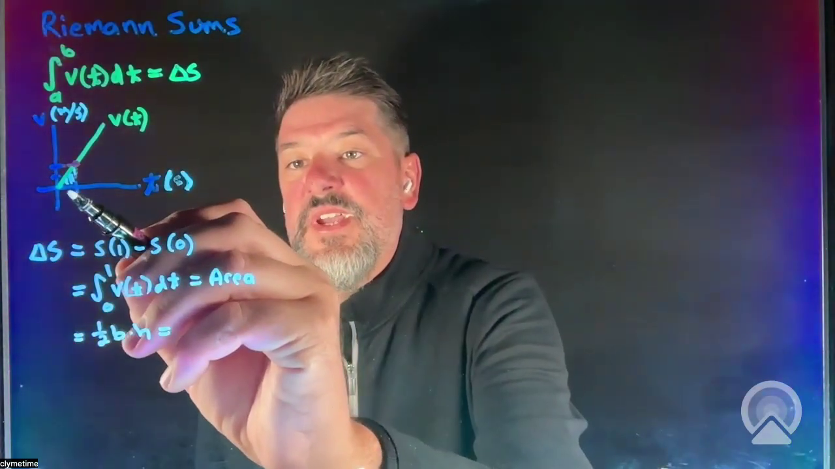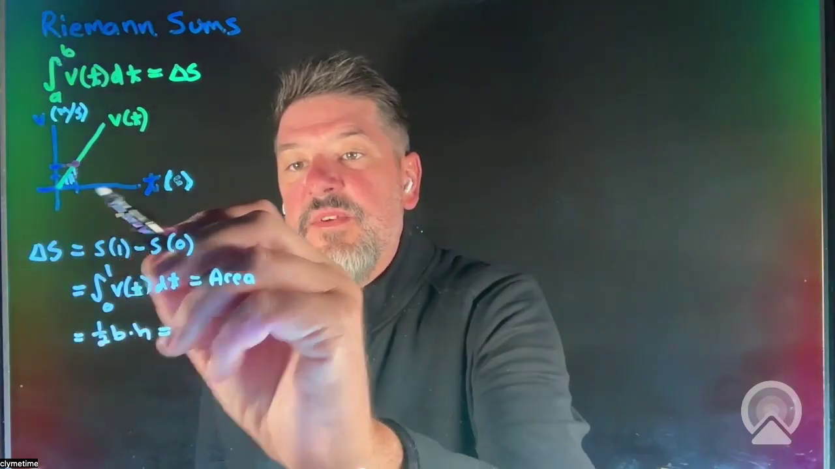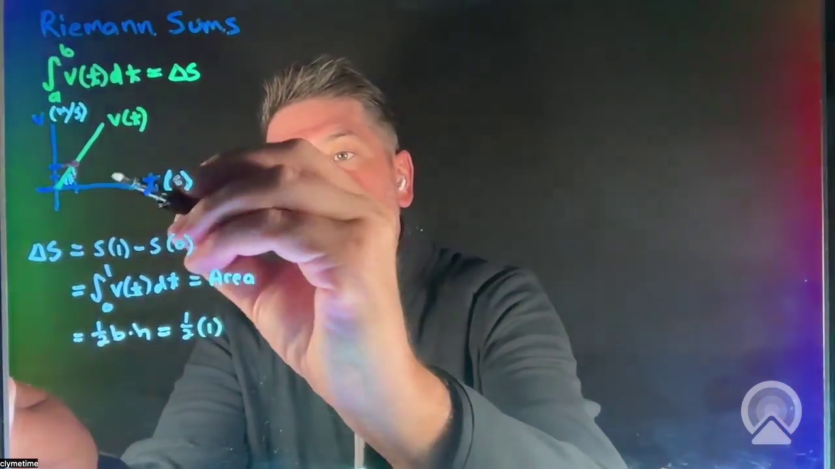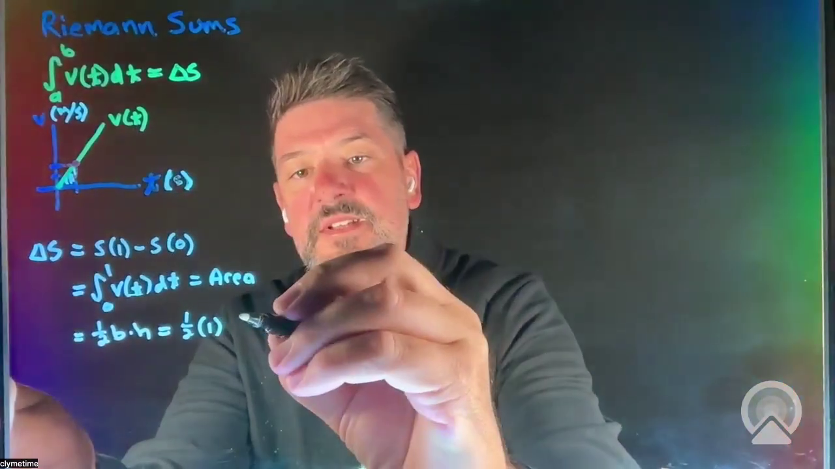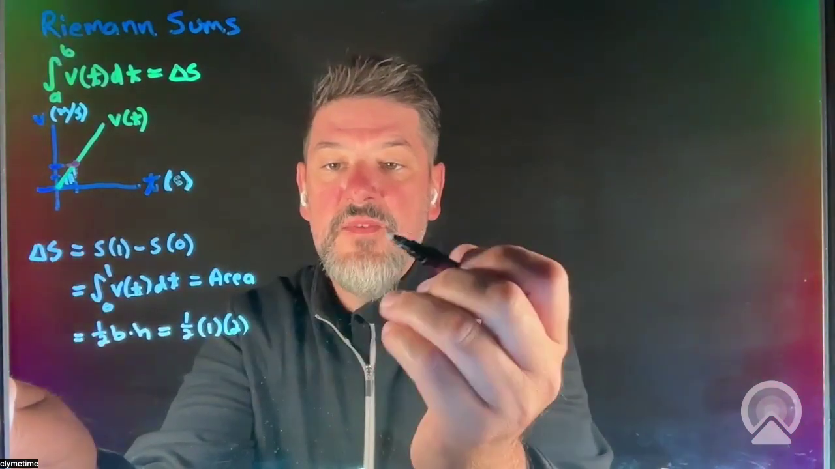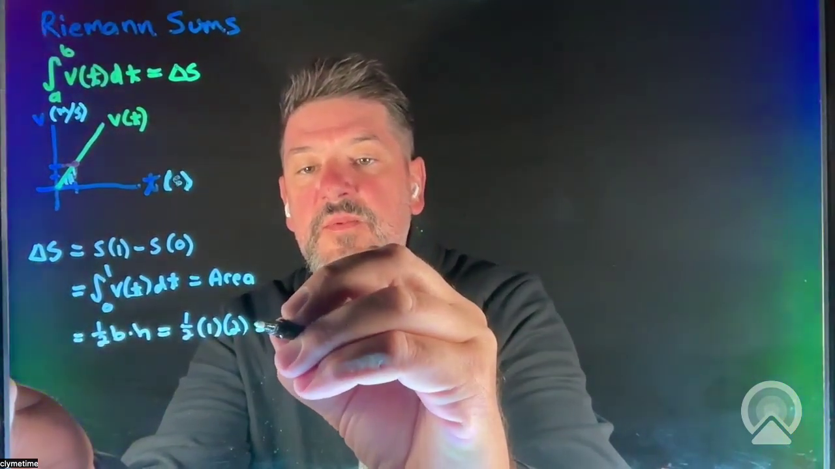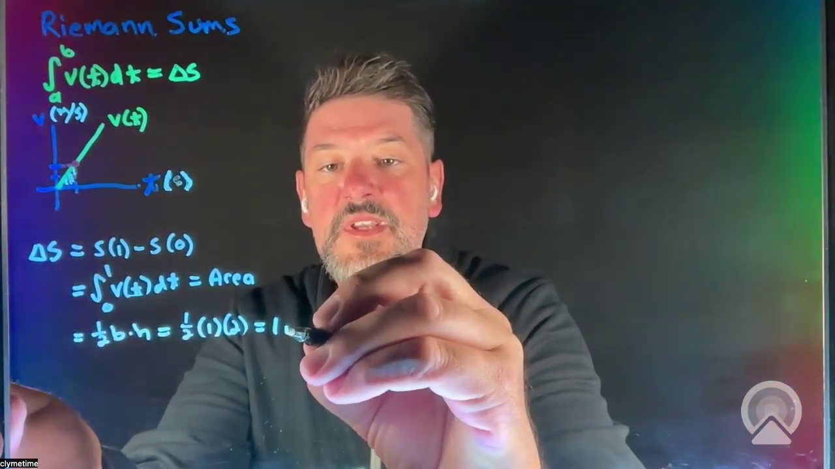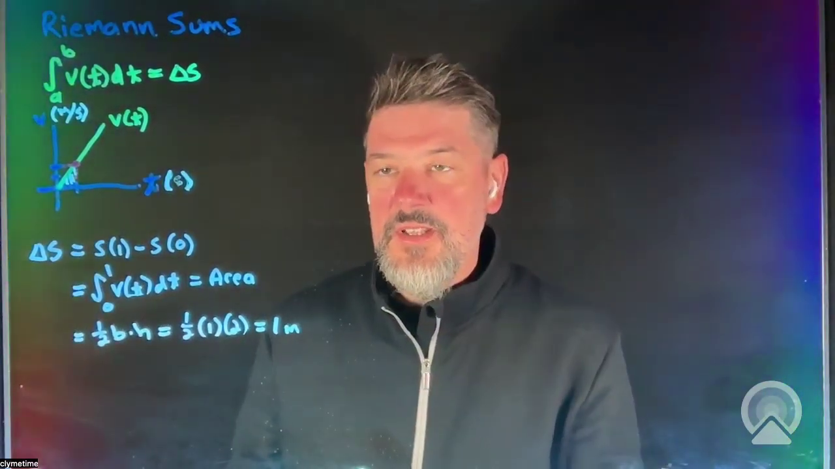And so we know that our base of this triangle, I'm going to call this the base, is going to be 1. And so I have 1/2, 1. And then my height is going to be 2. And so 1/2, 1 times 2. And 2 times 1/2 is 1. 1 times 1 is 1. So I end up with 1. And because it's a change in position, the unit will be meter. So I changed 1 meter in that amount of time.